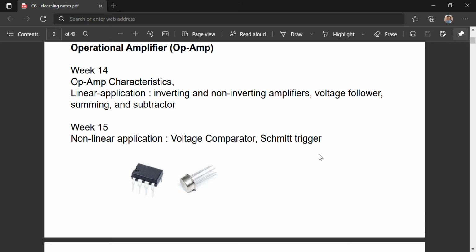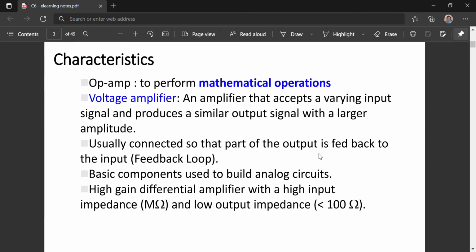Hi everyone. Today we're going to learn about the operational amplifier, also known as the op-amp. An op-amp, as the name implies, is to do operations. For example, we want to do mathematical operations. This op-amp can also amplify our voltage.